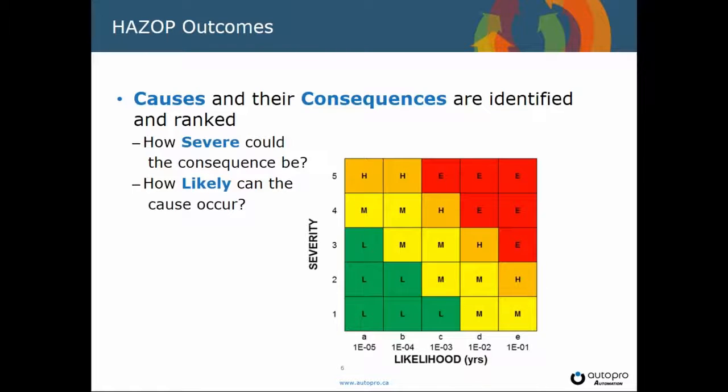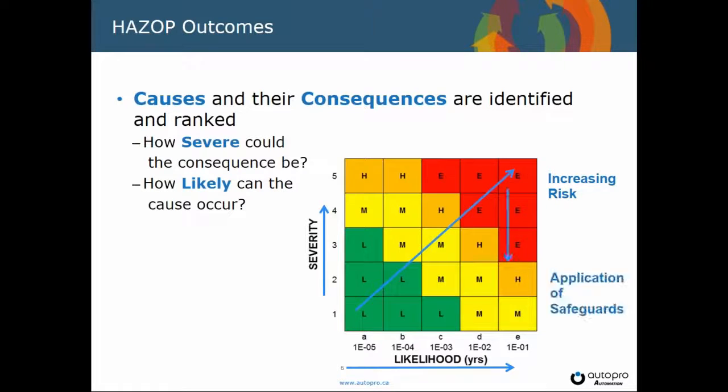So again, we use the hazard matrix and identify what the causes and consequences are. We determine how severe they are, how bad, and how likely they are to occur. And again, we develop what the risk is. We apply safeguards to bring that risk back to a tolerable level. So again, we start off with something in the orange or the red, and then as we apply the safeguards or layers of protection, we can reduce the severity and the likelihood.